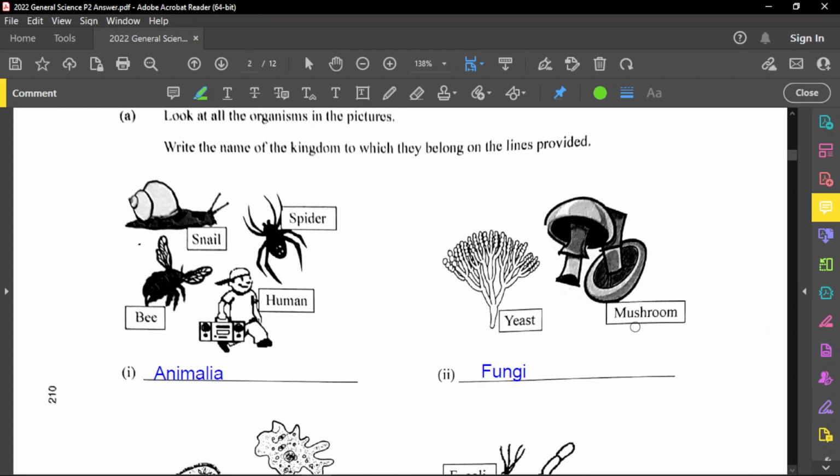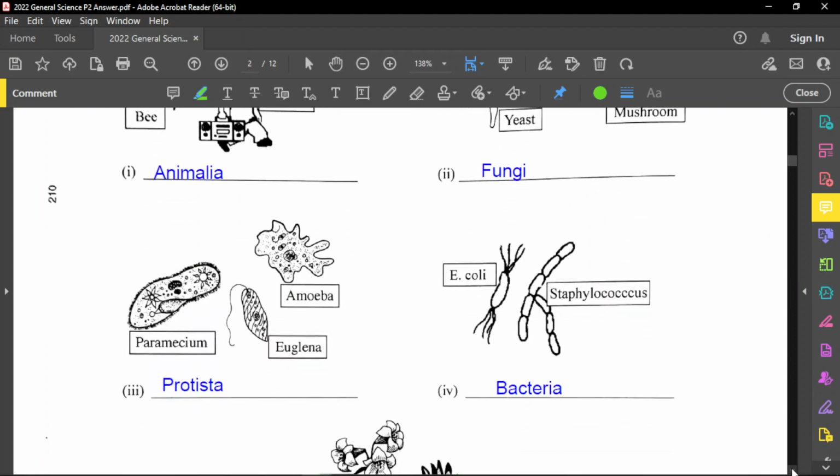Yeast and mushroom, they are fungi. All right, so they belong to the kingdom fungi. Paramecium, Euglena, and amoeba, they are all protists, so they belong to the kingdom protista. Now, we have the E. coli, which is a bacteria. We also have the staphylococcus, and is also bacteria, and so they belong to the kingdom bacteria.